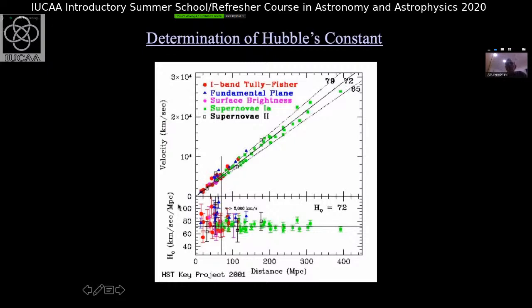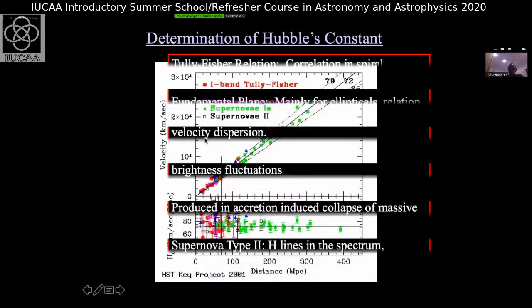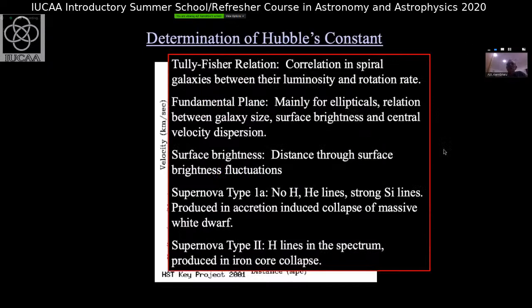And how do we get all these distance measurements? There's the Tully-Fisher law, there's the fundamental plane, there's surface brightness fluctuations, there's supernovae type 1a and supernovae type 2. So what are all these? I'm sure somebody will ask me the question. So I got a box here which explains very briefly what those are, but I'll not go into them.